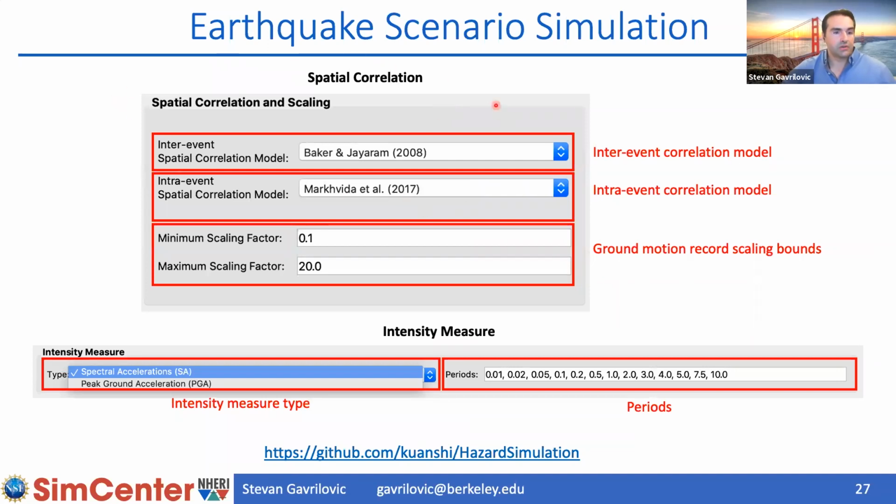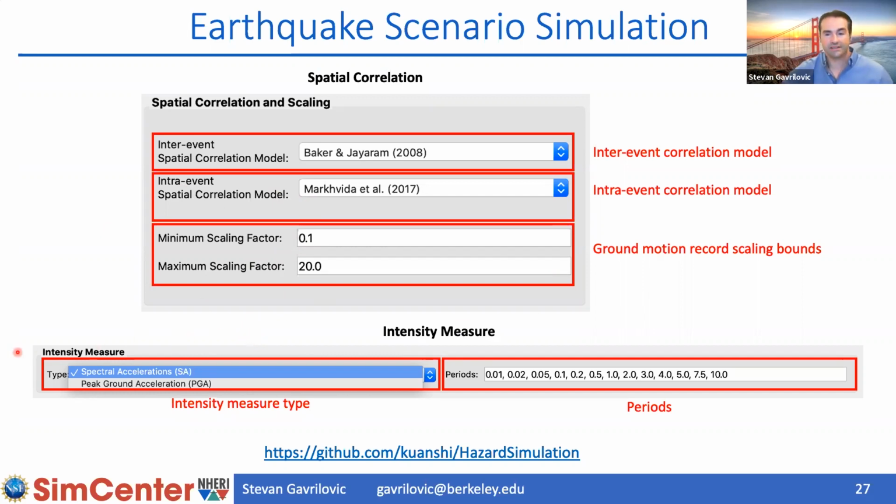I'm here to talk about spatial correlation and also scaling. Inter-event quantifies the deviation of intensities at a specific site given different earthquake realizations, so between events. And intra-event quantifies the deviation of intensities at different sites given a specific earthquake realization, so it's within a specific earthquake, but at different sites. You can select the different inter- and intra-event correlation models up here. And below that, you can enter the ground motion record scaling bounds. So when you go into ground motion selection, you can scale those records to match your target response vector.